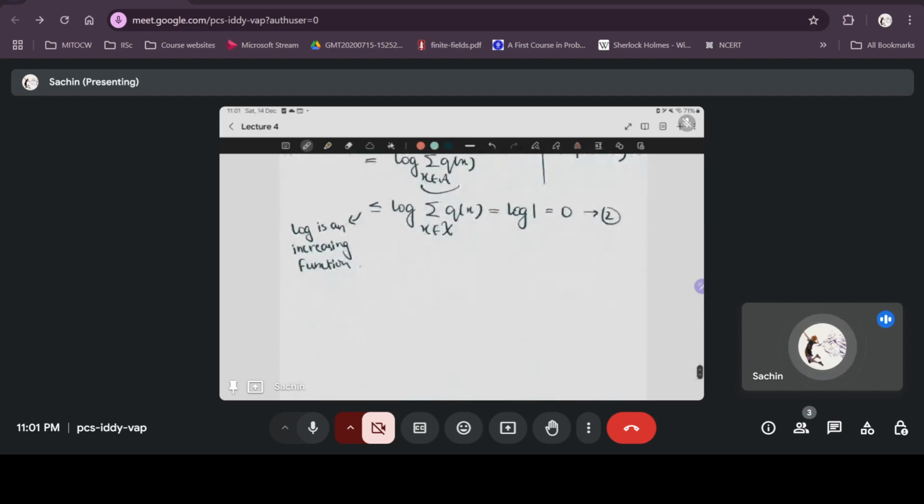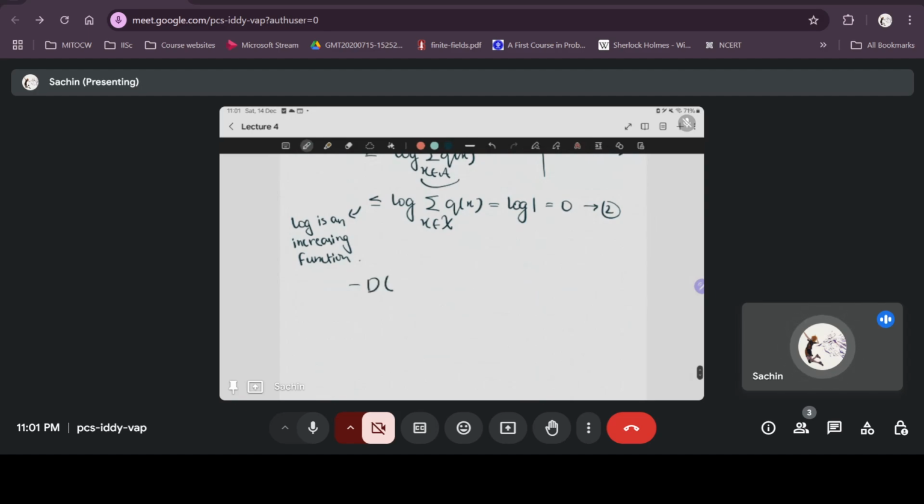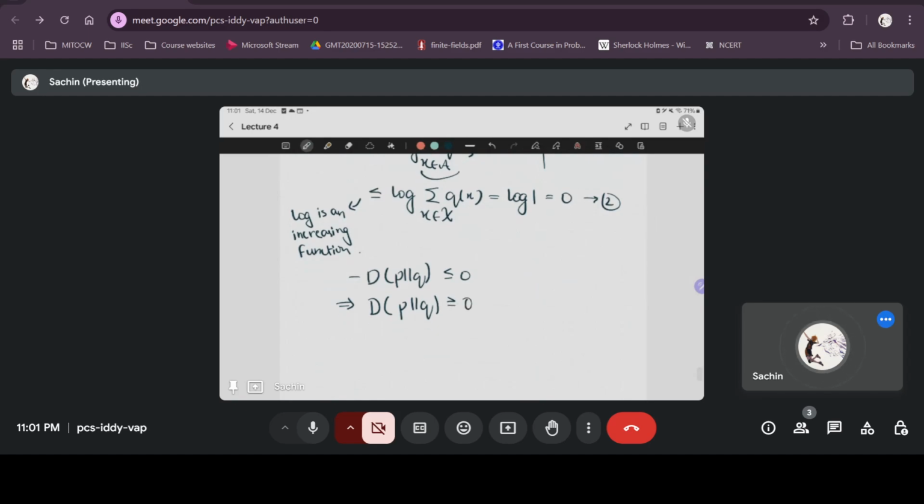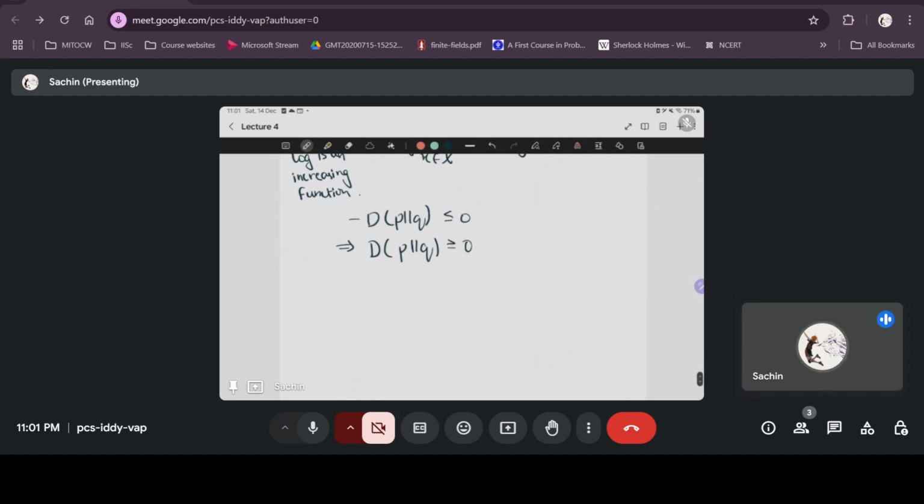So from that, we started out with minus D of p parallel q. We got that this is less than or equal to 0, which implies D of p parallel q is greater than or equal to 0. We have proved the inequality.